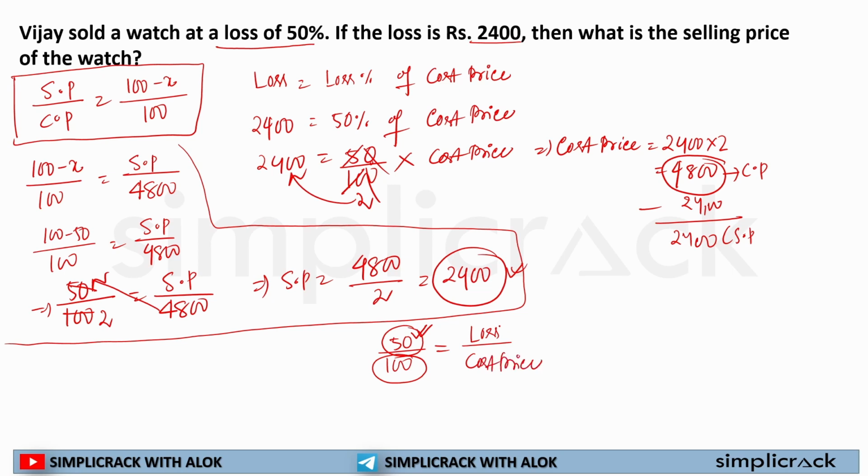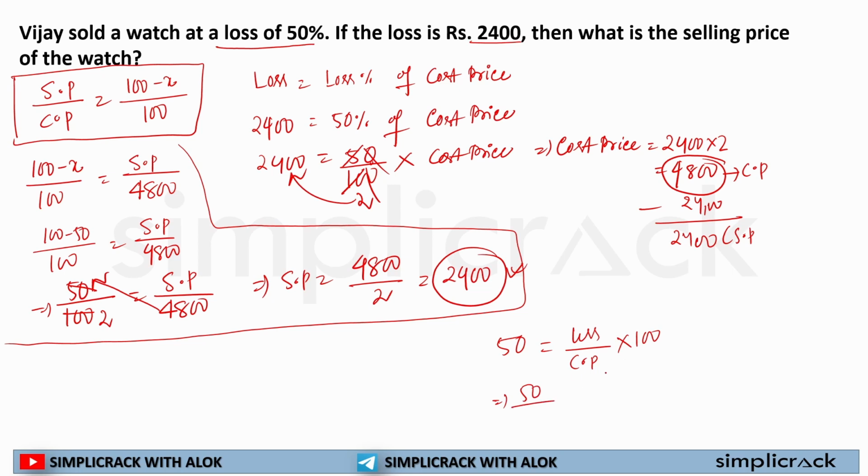Loss percentage can be written as loss by cost price multiplied by 100. I can write it anyway. So if I get a question like this, that the loss percentage is 50, that means loss by cost price multiplied by 100 is 50%. Now 50 divided by 100 will come this side, so 50 by 100 is equal to loss by cost price.